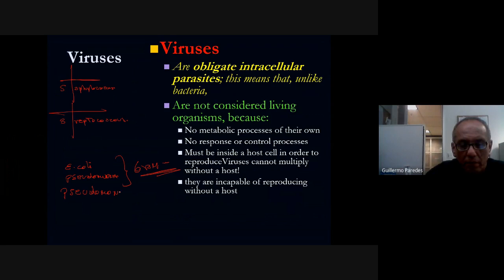Pseudomonas, gram negative. Staphylococcus, Streptococcus, Enterococcus, the Clostridium. Clostridium difficile, Clostridium perfringens, Clostridium botulinum, Clostridium tetani. So those are gram positive. How to remember that? Staphylococcus with T, big T, positive, Streptococcus, positive, Clostridium positive. It's not a rule for all the bacteria. But here, Streptococcus, Staphylococcus, and Clostridium are easy to remember just writing the T that is positive.